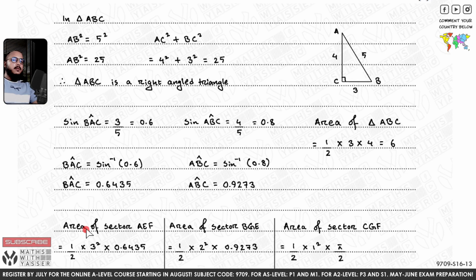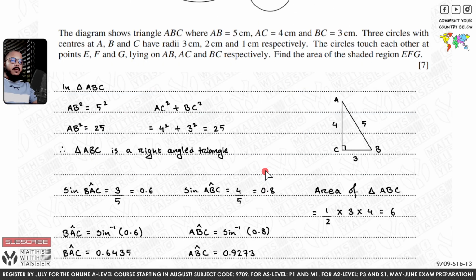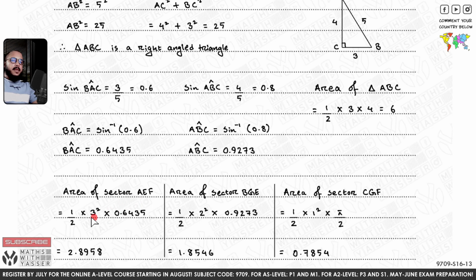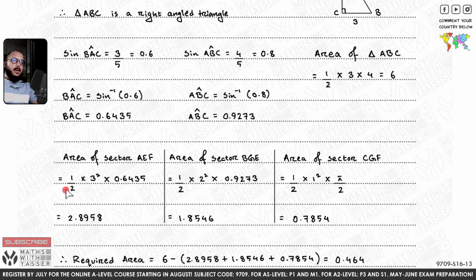Now let's find the area of the sector AEF, which is this sector. We know this angle already. This angle, also the angle ACB, is 90 degrees. So the area of the sector AEF will be half r squared theta, and the radius for the circle with center A is 3. So it will be half times 3 squared times 0.6435.